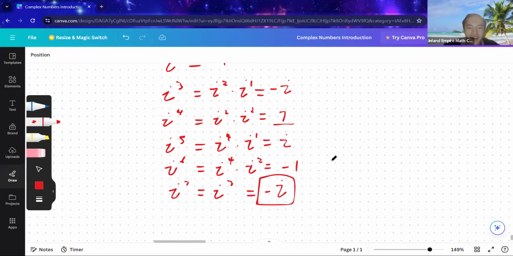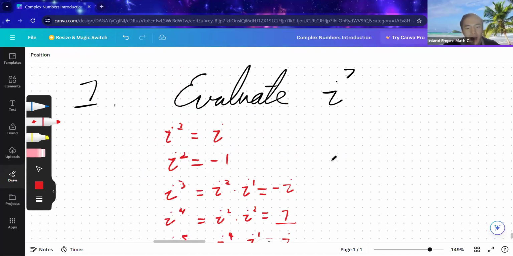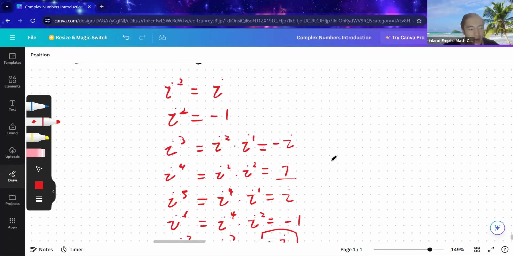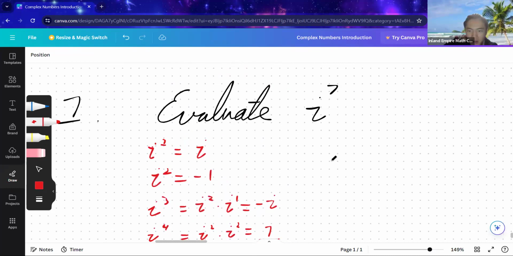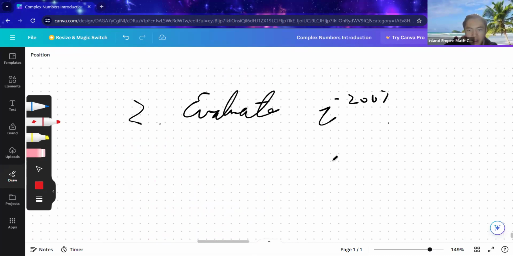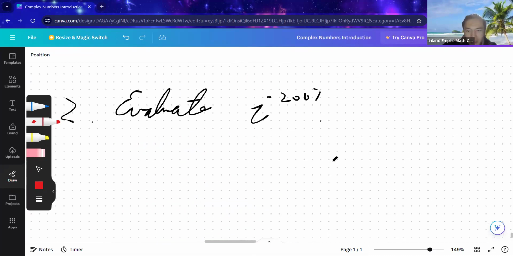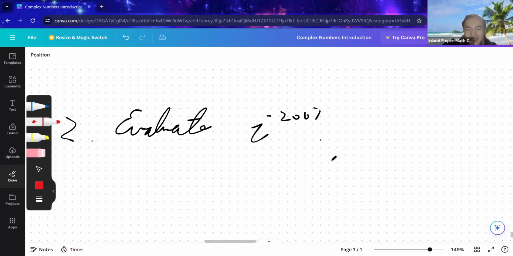So in this case, you can kind of cheat a little. You can just write it all out. But knowing this pattern is really important because I'm going to give you this question. Evaluate i to the 2007th power.